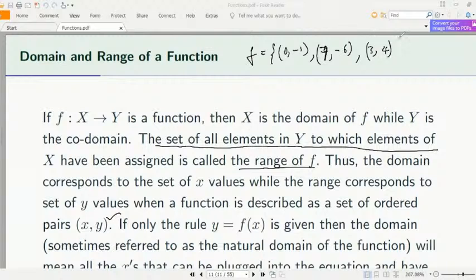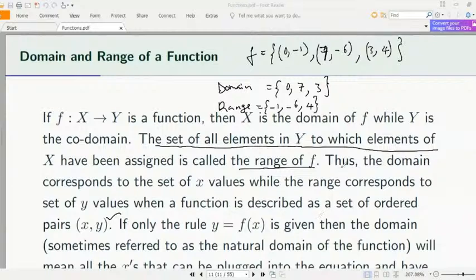If this is a function, then what is the domain? The domain is the set comprising 0, 7 and 3. This is the domain. What about the range? The range are the images. The first image is -1. You have this other image which is -6. You have this other image which is 4.